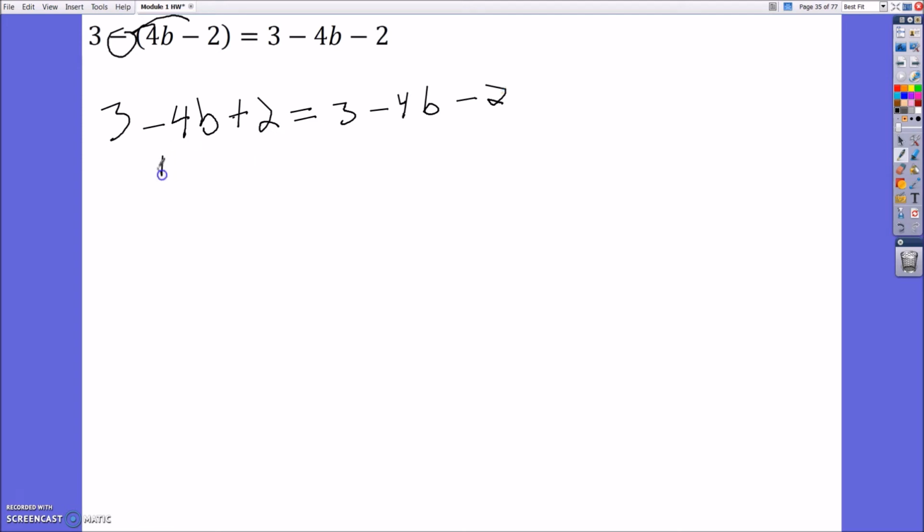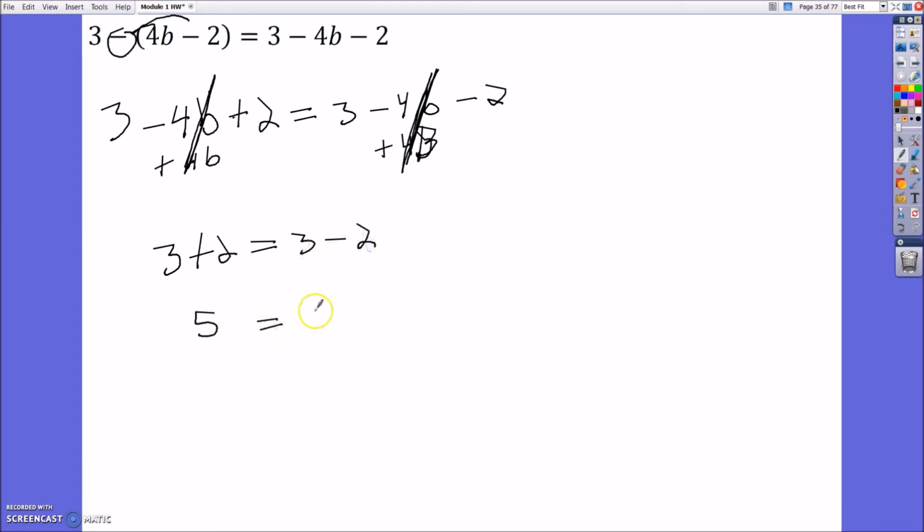First, I'm going to add 4b on both sides, and negative 4b plus 4b cancel. Negative 4b plus 4b also cancels. So I'm left with 3 plus 2 is equal to 3 minus 2. This would give me 5 is equal to 1, and 1 does not equal 5. That is not a true statement. Therefore, this is no solution.